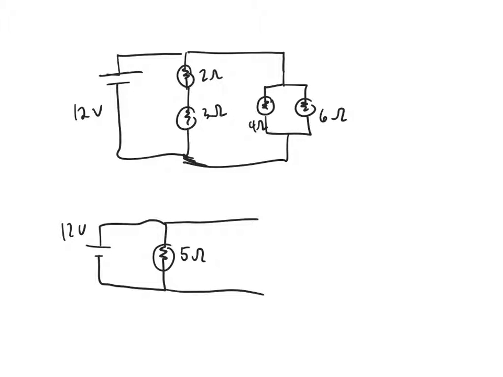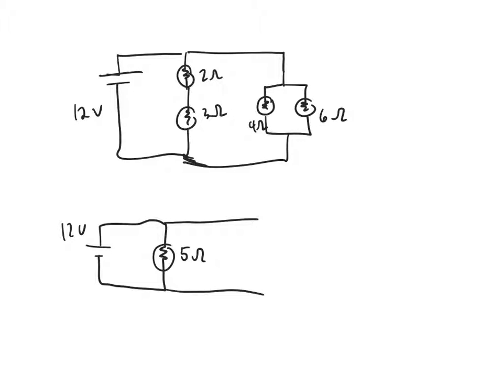Parallel with each other, and then this result is in parallel with this guy, because there's another branch before these two. So this branch causes these two to be parallel. This branch causes these two to be parallel.